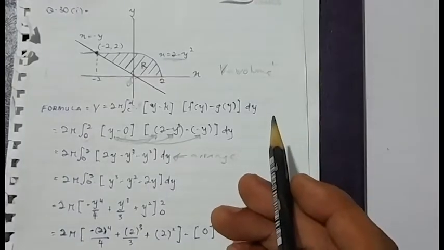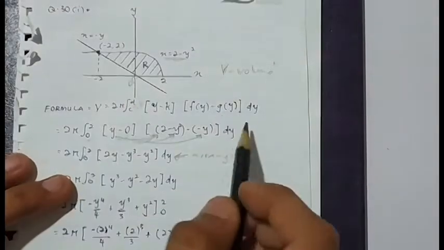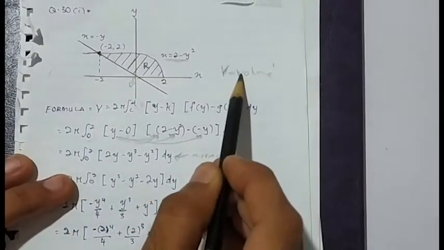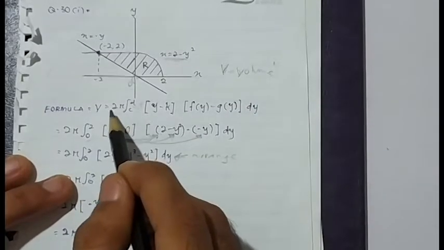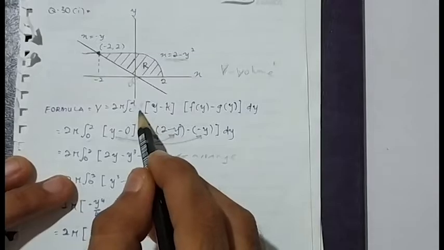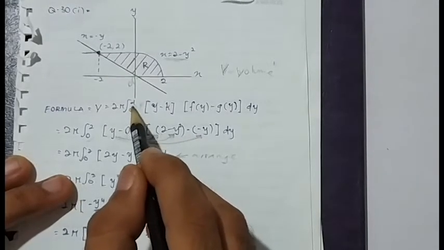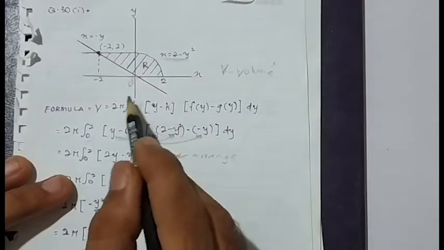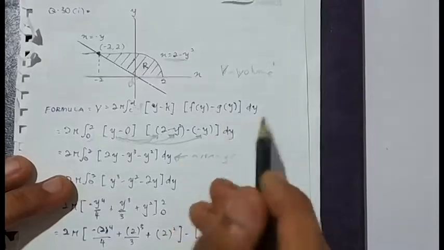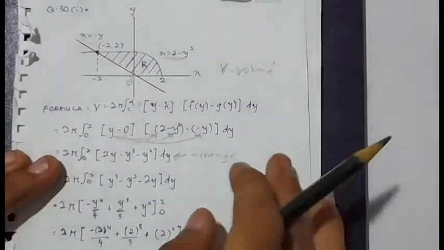Okay, so now the volume is going to be evaluated by using this formula right here. So this V stands for volume. So volume is equal to 2 pi integrate from c to d. When you integrate, you need to start from the lower part, or from the bottom, straight up to the top. So integrate from c to d, then y minus k, f of y minus g of y, dy. So that's the formula we're going to use in this question.